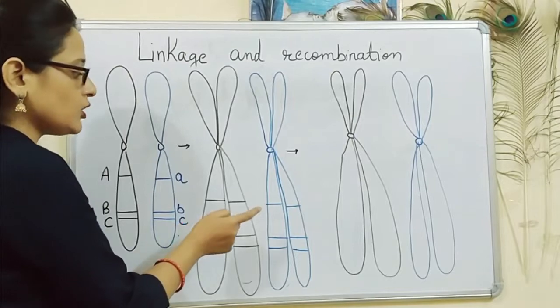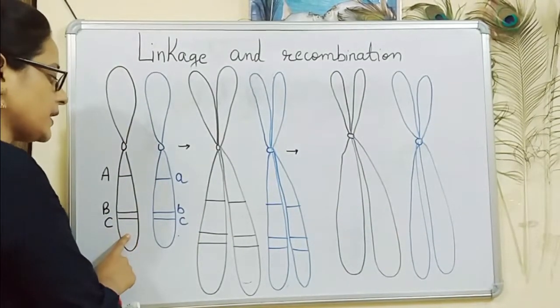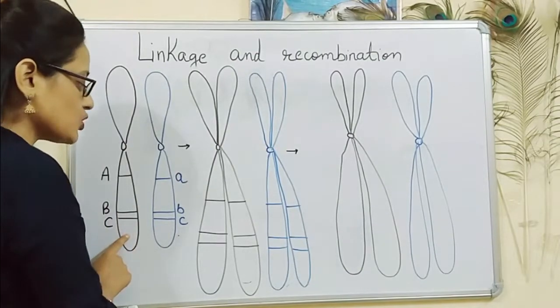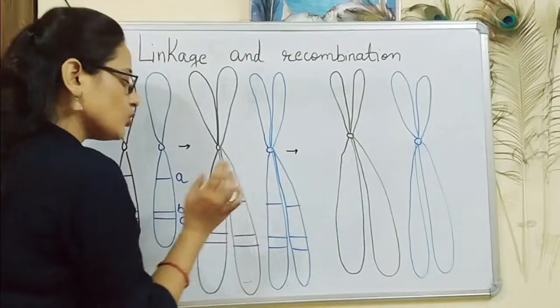This is having one molecule, this is having another molecule. This was originally a single molecule which has replicated, as a result of which this chromosome has two chromatids. Similarly, this chromosome is also having two chromatids.